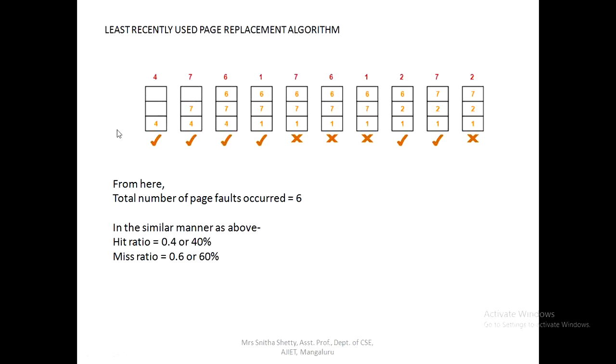Initially the frame is empty, so it is known as page miss or page fault. The operating system will bring the data 4 from secondary storage and place it in f of 0. Next is 7. 7 is also not there because the frame is empty, so again page fault. I will place the 7 into the frame. Again 6 is not there, so bring the data and place it here. It is 4, 7, 6.